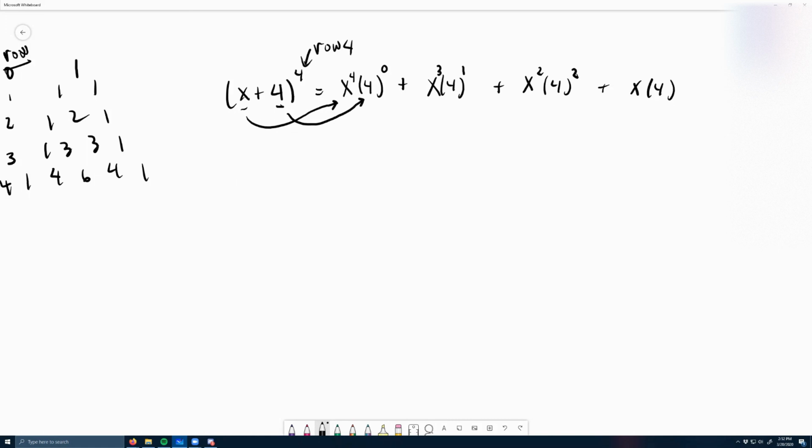I lost my train of thought. What is this? 3? This is 1. This is x to the 0, y. I keep putting y. 4 to the 4th power. Does that make sense, Manny? I'm not done yet, but in terms of the exponents, did it make more sense?